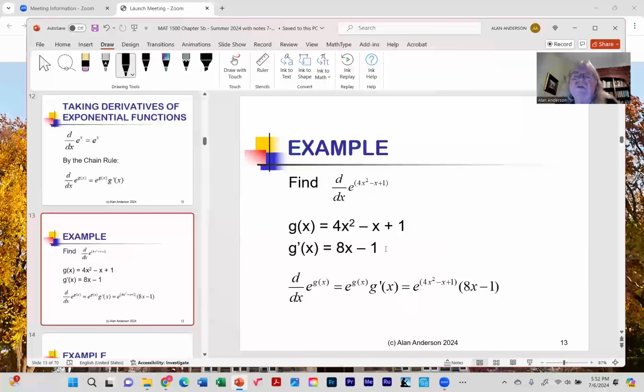So let's look at some examples. So here we have e to the 4x squared minus x plus 1. So of course we'll assign g of x to be 4x squared minus x plus 1. And then based on the power rule, g prime of x is simply 8x minus 1. So you can see how straightforward this is when you substitute.